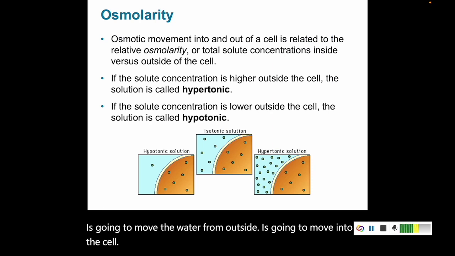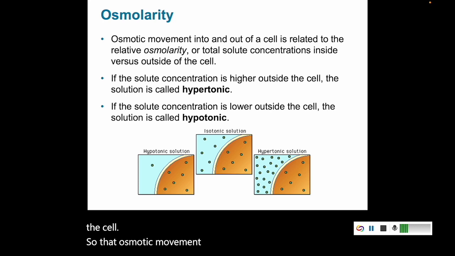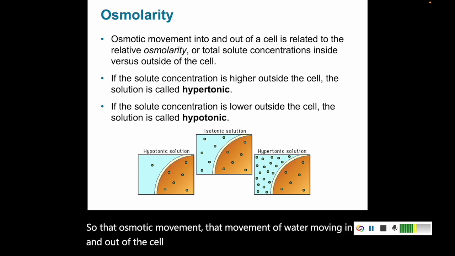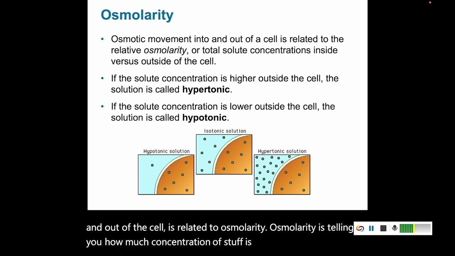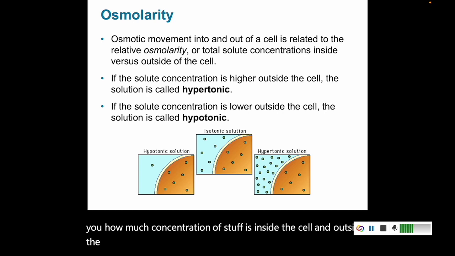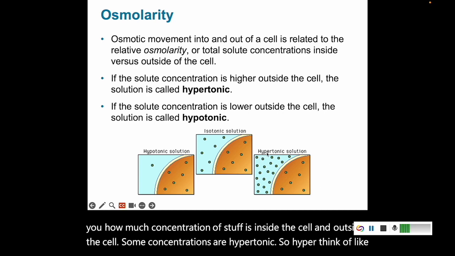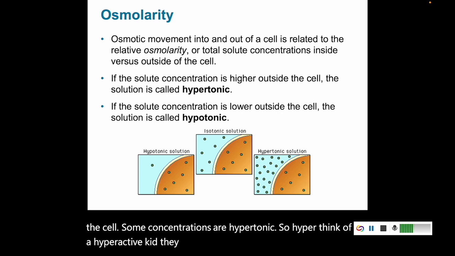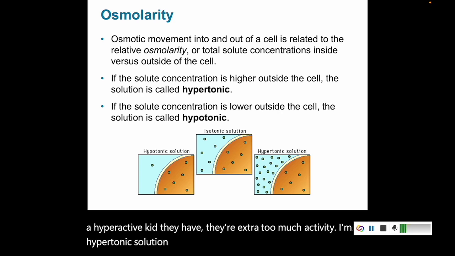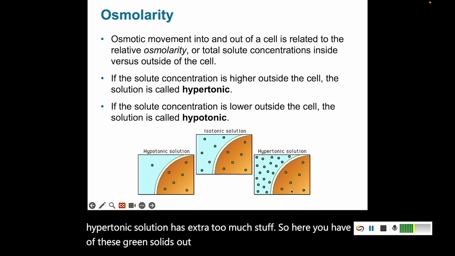So that osmotic movement, that movement of water moving in and out of the cell, is related to osmolarity. Osmolarity is telling you how much concentration of stuff is inside the cell and outside the cell. Some concentrations are hypertonic. So think of like a hyperactive kid. They're extra, too much activity. A hypertonic solution has extra, too much stuff. So here you have all of these green solutes out here, not as much as what's here.